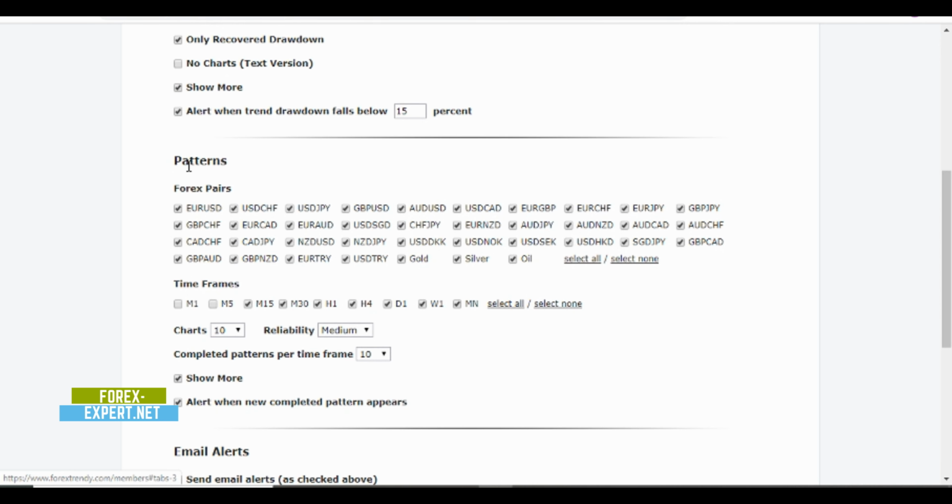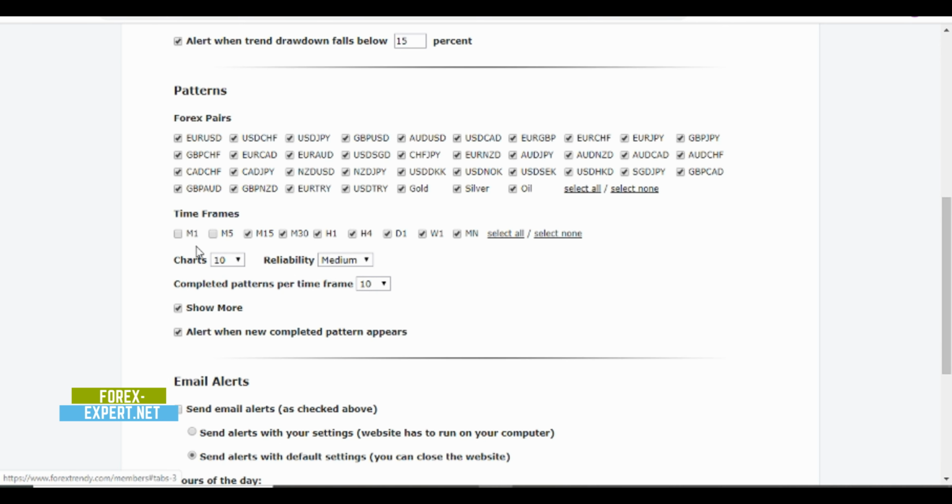This is the pattern section, and there is a very interesting option, reliability. If I select the lowest, I will receive a lot of signals, but then I have to filter them, because not all the signals are good. So I decided to put the medium level, and if I select the highest, then I will receive very few signals, but they will be very reliable.